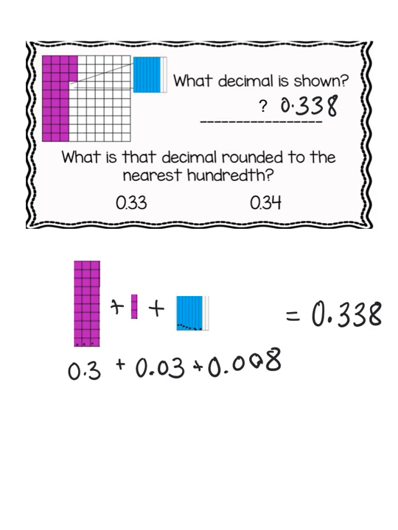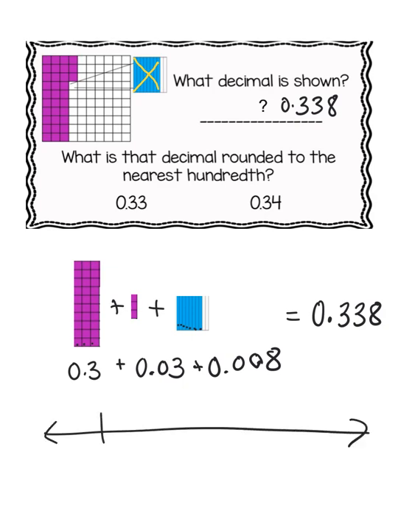Now they want us to take that and round it to the nearest hundredth. So in order to do that, we're going to look at our thousandths and ask ourselves, would it be easier to cross out our 8 thousandths here? That would round us down to 33 hundredths.